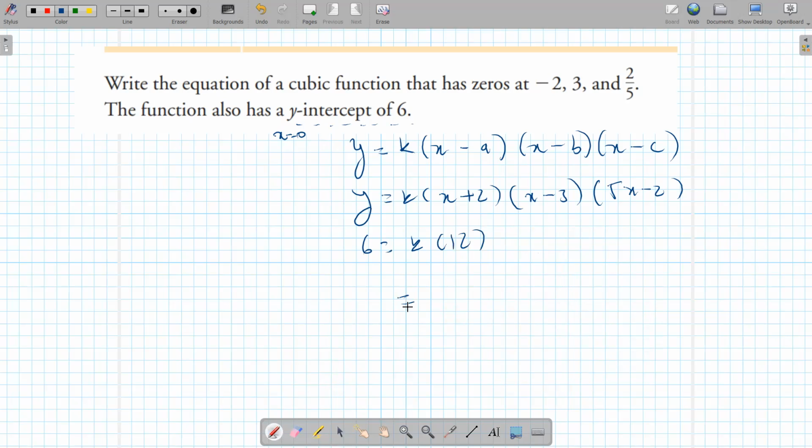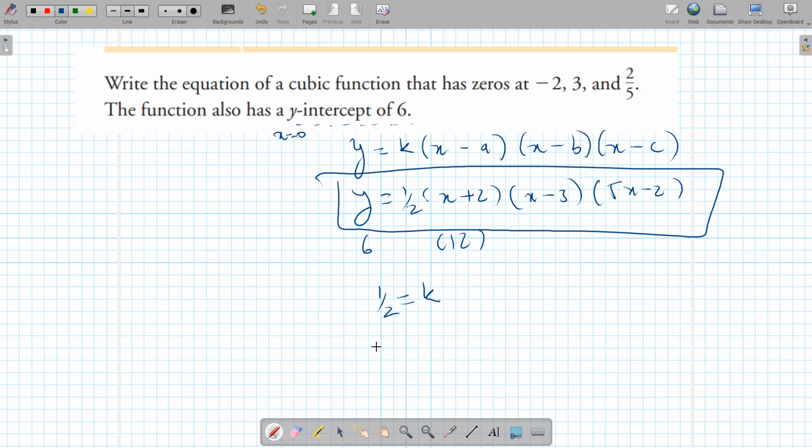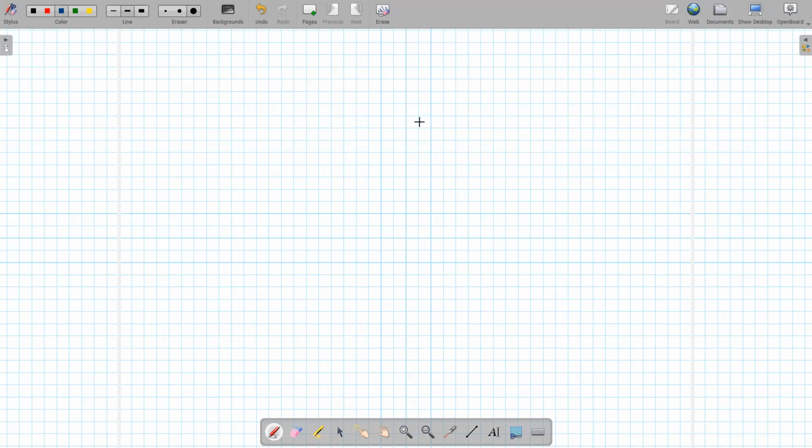Now, how do we solve this equation? It's a linear equation for k. You divide by 12? Yeah, you divide by 12. 6 over 12 is 0.5 or 1 over 2. Let's write 1 over 2. And that's it. You're done. K is 1 over 2. Just replace this k with 1 over 2. And that's the final answer. That's the equation. Okay. Here, something has a 0 of negative 3 over 4. Okay?